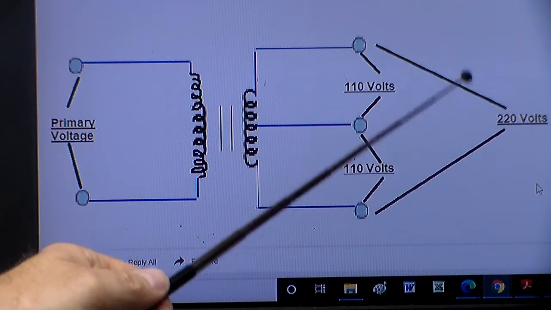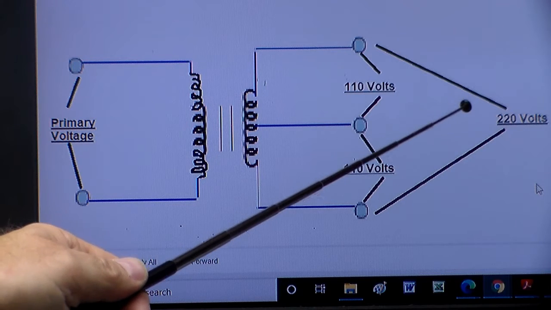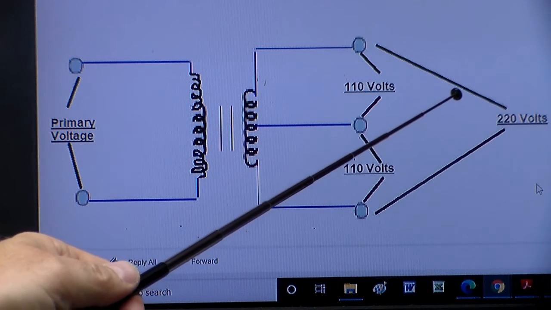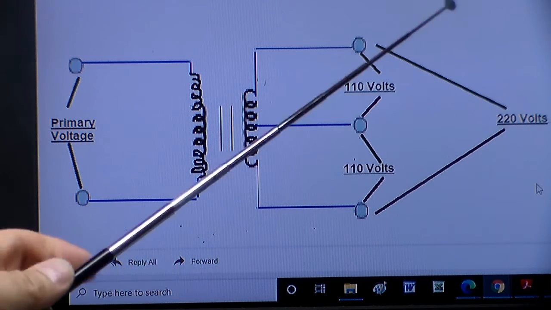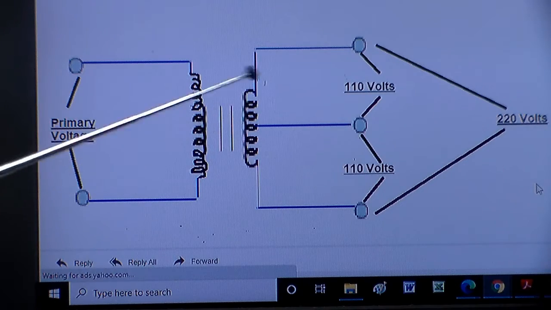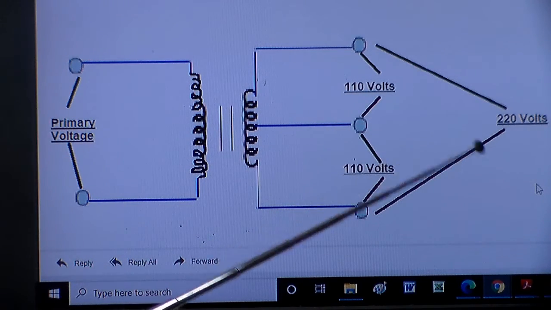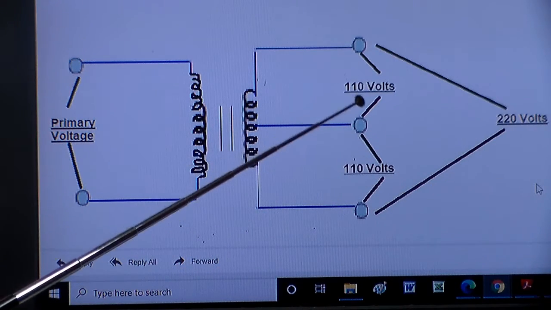Things like dryers, any big power-hungry appliances, so to speak, air conditioners, things that may have motors, compressors, they'll run on 220. Electric ranges, they run on 220. But the rest of your lights and everything can be 110.